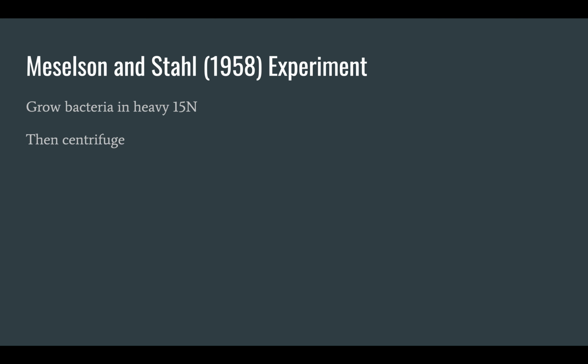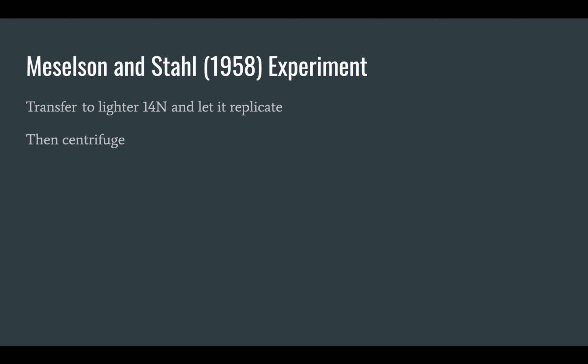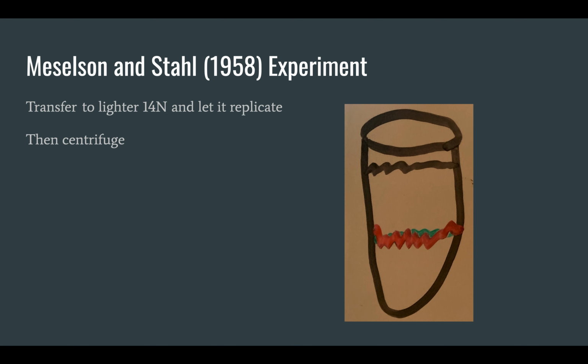They grew E. coli on heavy nitrogen-15 and then they centrifuged it. After this, they saw that all of the bacteria went into the bottom of the flask. They then transferred it onto lighter nitrogen-14 and let it replicate and centrifuged it. And what they saw was that all of the bacteria DNA was in the middle.